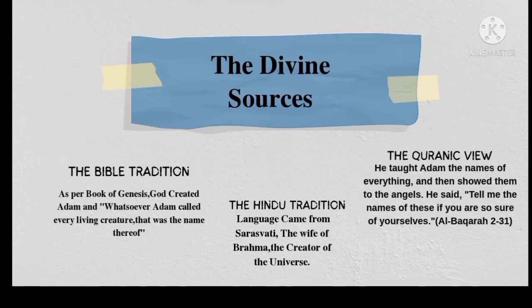The divine sources. As we talk about the divine sources, we come to know that language is a gift bestowed by God upon human beings. There are different theories. This world is divided into different religions, and different people follow different religions. As per the Christian religion, according to the Bible, mentioned in the book of Genesis, God created Adam, and whatsoever Adam called every living creature, that was the name thereof. From this tradition we come to know that whatever names Adam gave to things was some origin of the language. But we cannot overgeneralize this hypothesis about when the language actually originated.